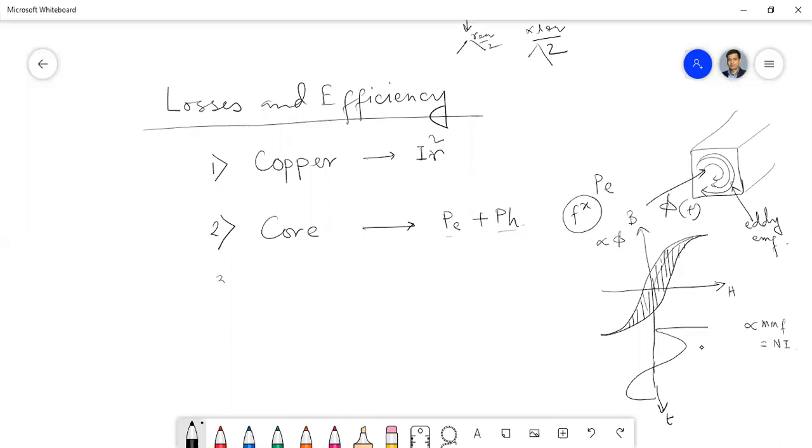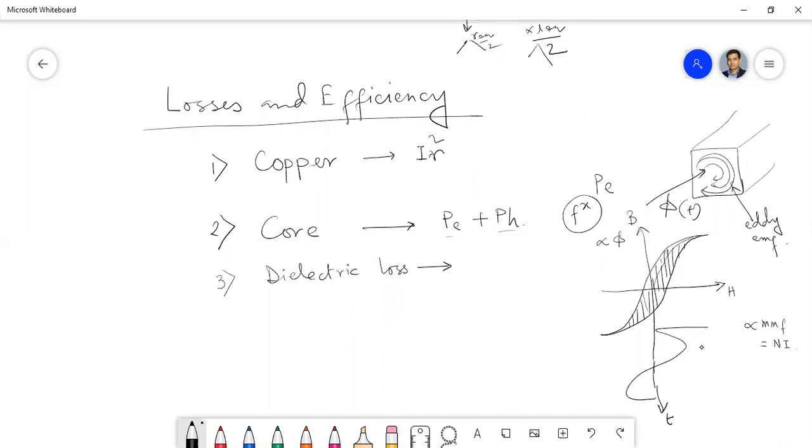There are other losses in a transformer, but we generally neglect those. One is the dielectric loss. Now, what is dielectric loss? The transformer has several dielectric materials, like between the core and the winding, there is an insulation. Between the two windings, that means the low voltage and high voltage, there is another insulation.